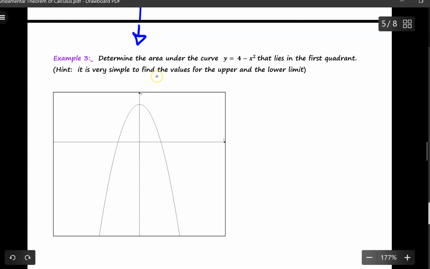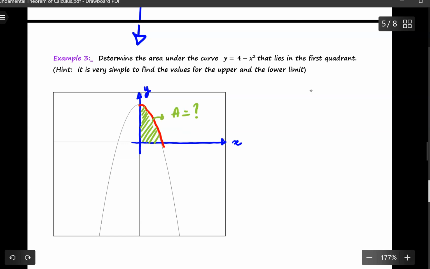Alright, so I'm going to determine the area under the curve y equals 4 minus x squared that lies in the first quadrant, in the first quadrant only. So let's examine our x and y axes. Here's the y axis, and here's the x axis. I have to work with this area only because it's only in the first quadrant. So you may want to identify the area first. This is the area that you have to look for.